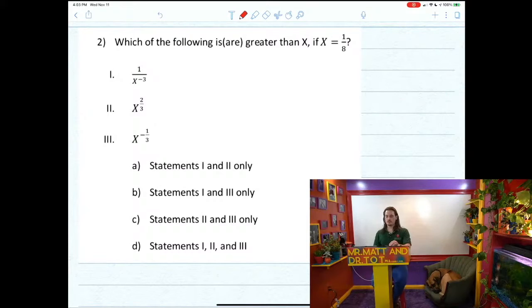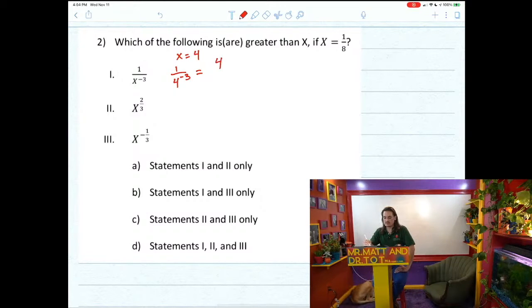Okay, so if we were to assume that x were greater than 1, let's say x is equal to 4, then 1 over x to the negative third power would evaluate into 1 over 4 to the negative third power. 4 to the negative third power is going to be the same thing as 4 to the positive third power. Remember, the negative exponent just flips numerators and denominators around. 4 to the third power is 64. So this results in an increase.